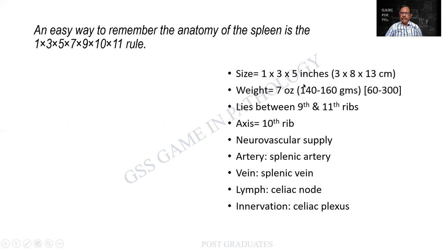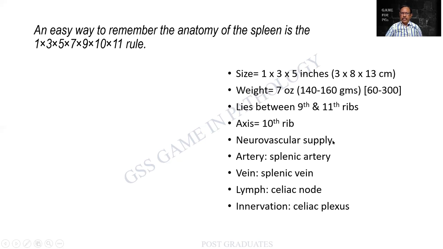The size is in inches, 1 into 3 into 5 inches, 1, 3 and 5. Weight is 7 ounces, 7 is over here, and it lies below the 9th, 10th and the 11th ribs, 9, 10, 11. And the main axis is formed by the 10th rib.